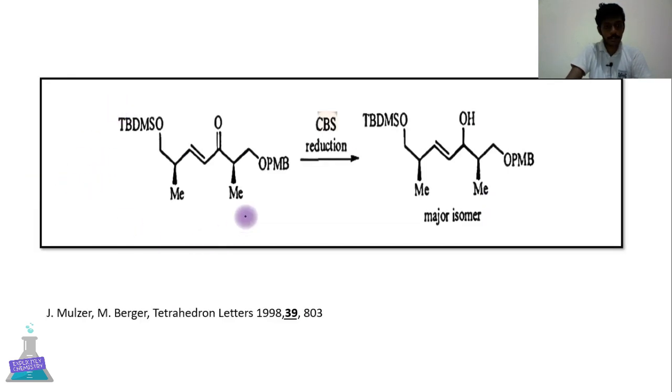Guys, you see this example. This is the reactant. Here the CBS reduction occurs. This achiral ketone is converted into chiral alcohol. Here the catalyst is oxazaborolidine catalyst and the BH3 is present over here, converting this achiral ketone into a chiral alcohol. This is taken from Tetrahedron Letters.